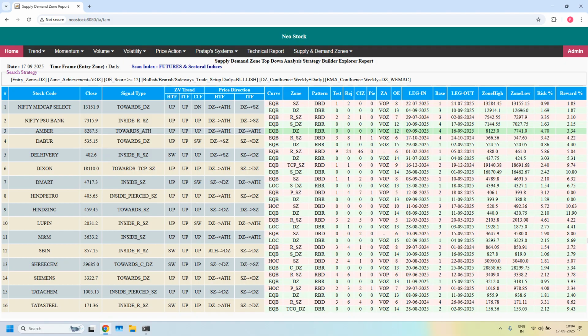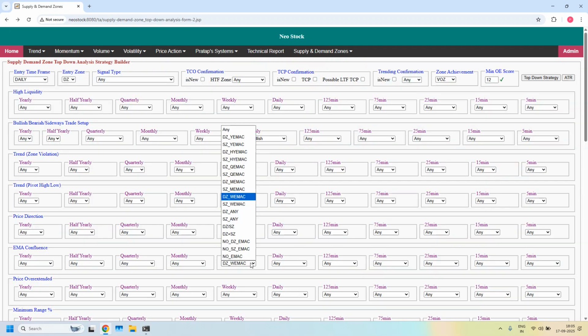Okay, this is the first strategy. Next strategy is LTF, ITF and even HTF demand zone confluence. After that, HTF demand zone with HTF EMA confluence for HTF uptrend stocks. So first I am going to filter with all the three zone confluence. I am removing ITF EMA filter.